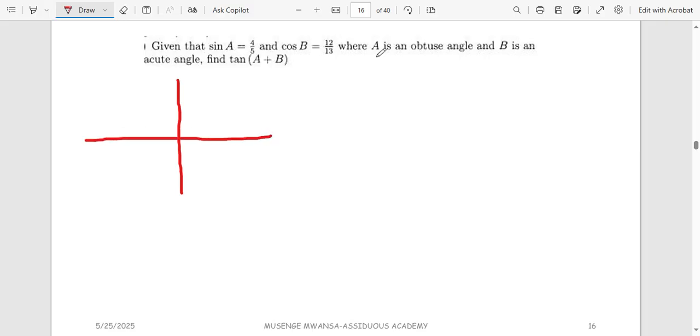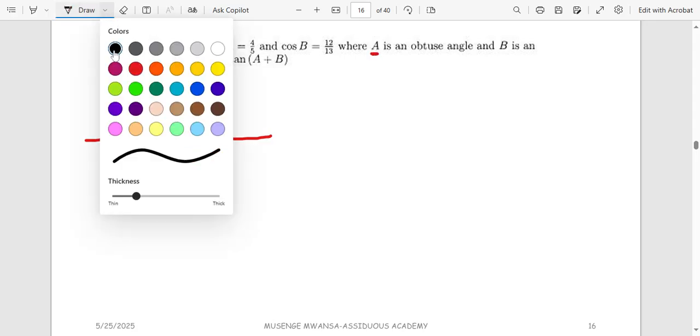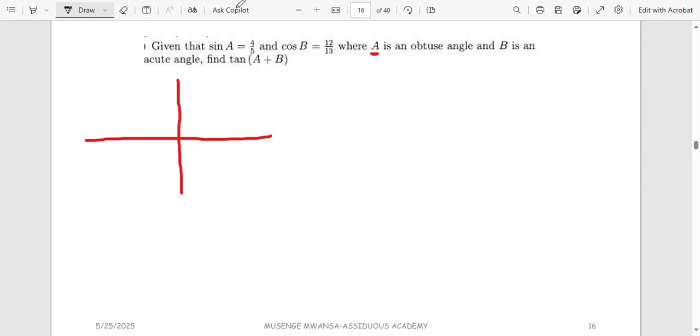Cos A, and they've said that A is obtuse. Remember, if an angle is obtuse, it means it's in which quadrant? Anyone? Very good, second quadrant. So this is where A is. And B is an acute angle. If it's an acute angle, which quadrant is it? Excellent. So B is in the first quadrant.